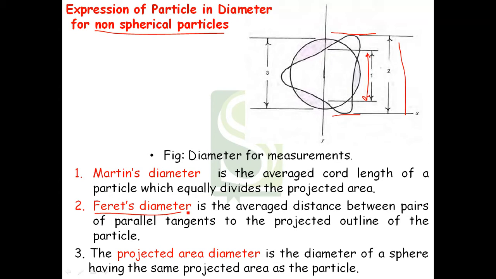And the last is the projected area diameter. It is the diameter of a sphere having the same projected area as the particle. That means what? You have to imagine a sphere which will cover this whole distance, and the diameter of that sphere will be the diameter of your irregular particle.